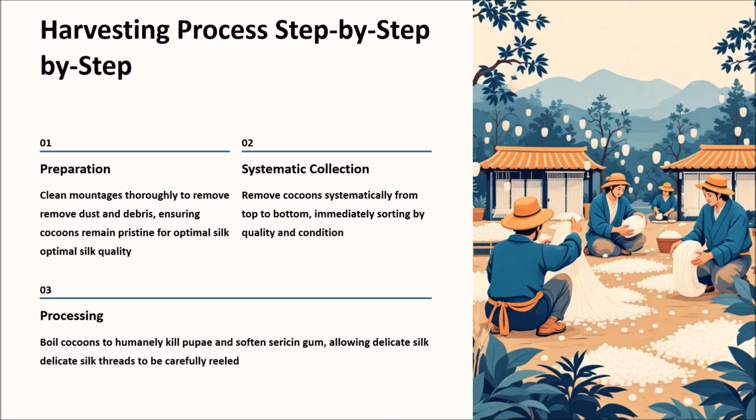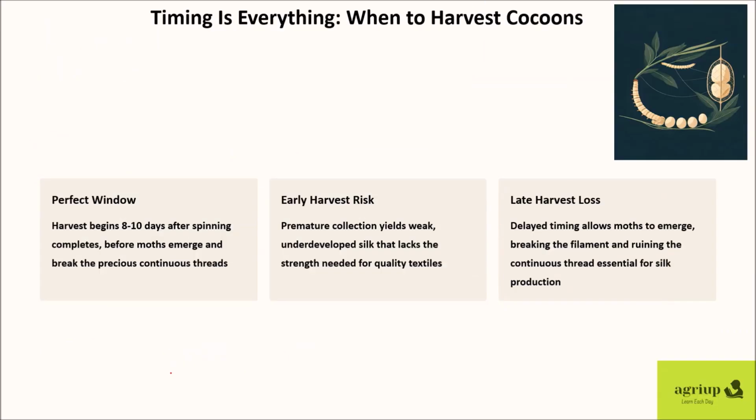So coming to the harvesting process altogether, first is the preparation, where the mountages are cleaned thoroughly, removing dust and debris, ensuring that the cocoons remain pristine so that optimal silk and good quality are maintained. Second is systematic collection, wherein cocoons are removed systematically from top to bottom, immediately sorting them by quality and condition. Third is the processing, where boiling happens to humanely kill the pupa and soften the sericin gum, allowing the delicate silk threads to be carefully reeled.